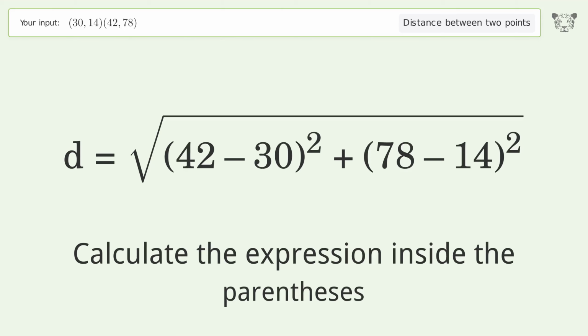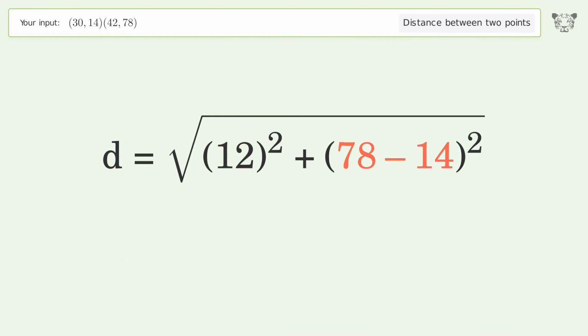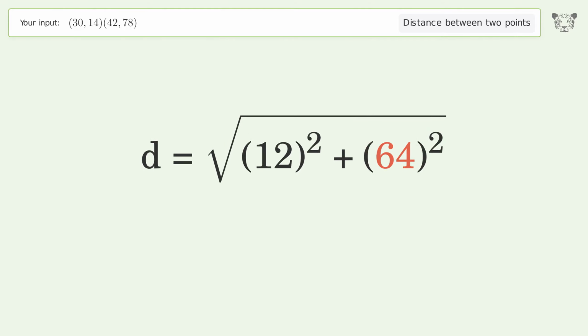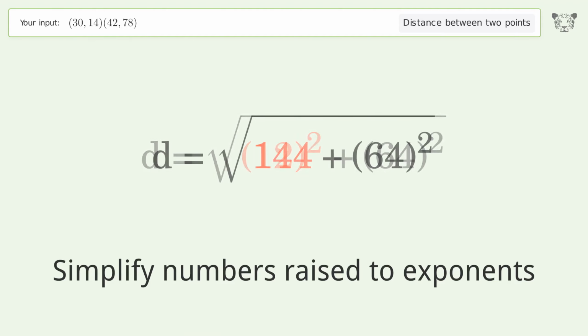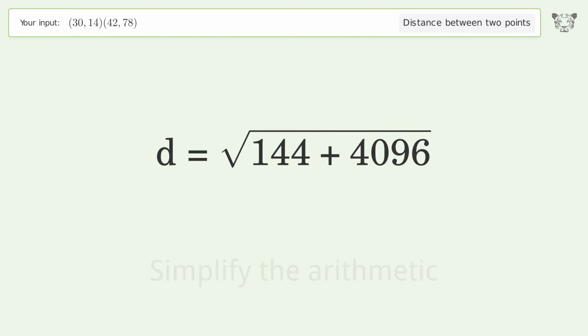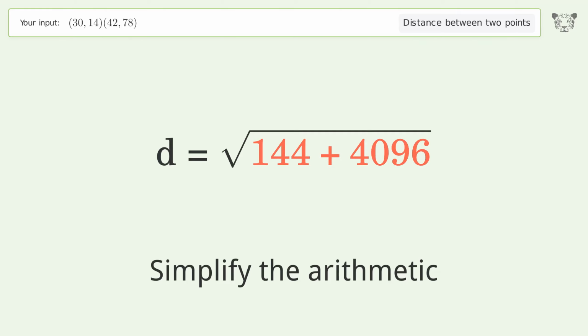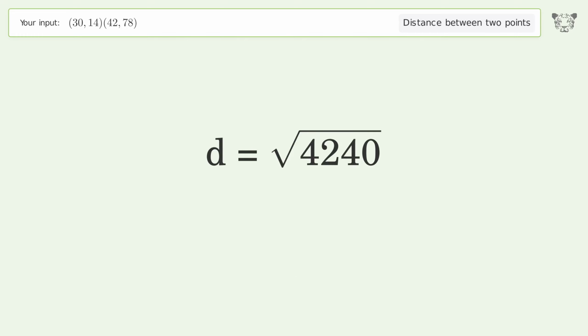Calculate the expression inside the parentheses. Simplify numbers raised to exponents. Simplify the arithmetic. And so the distance between the 2 points is the square root of 4,240, or 65.115.